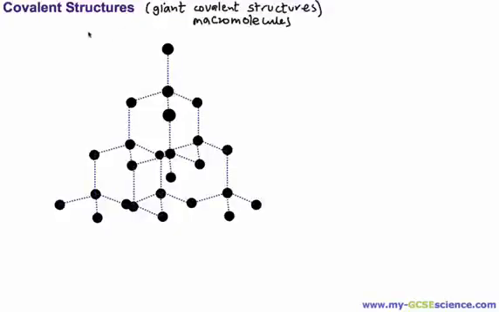Hello and welcome. In today's video we are looking at covalent structures, and in fact we're looking at giant covalent structures. Sometimes they're called macromolecules, which just means large molecules. Now the first example of a giant covalent structure is diamond, and diamond is actually a form of carbon.